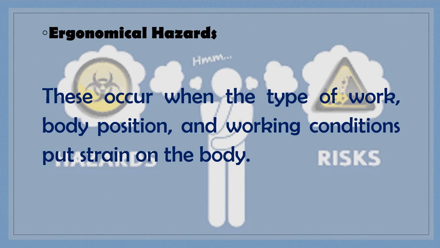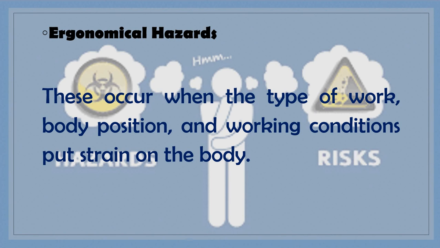Next is the ergonomical hazard. This occur when the type of work, body position, and working condition put strain on the body. If the physical hazards can visibly seen outside of our body or in our skin, in ergonomical hazards, this occur inside of our body. Hindi natin nakikita yung idinudulot nito, pero nararamdaman natin yung hazards na nakuha natin. Okay, this could be short or long-term exposure that may be result in moderate or serious injuries. It includes poor lighting, frequent lifting, poor posture, repeated movements, and long exposure with the use of computers.